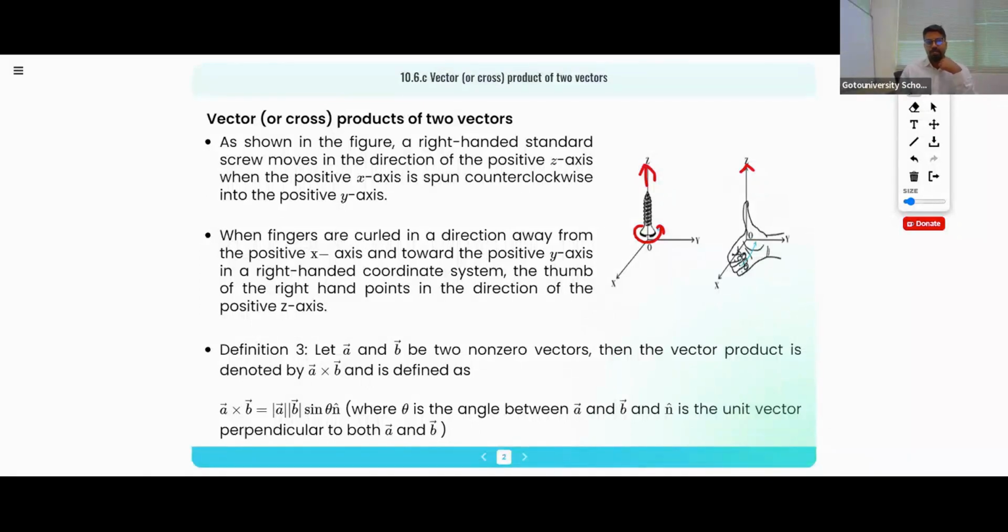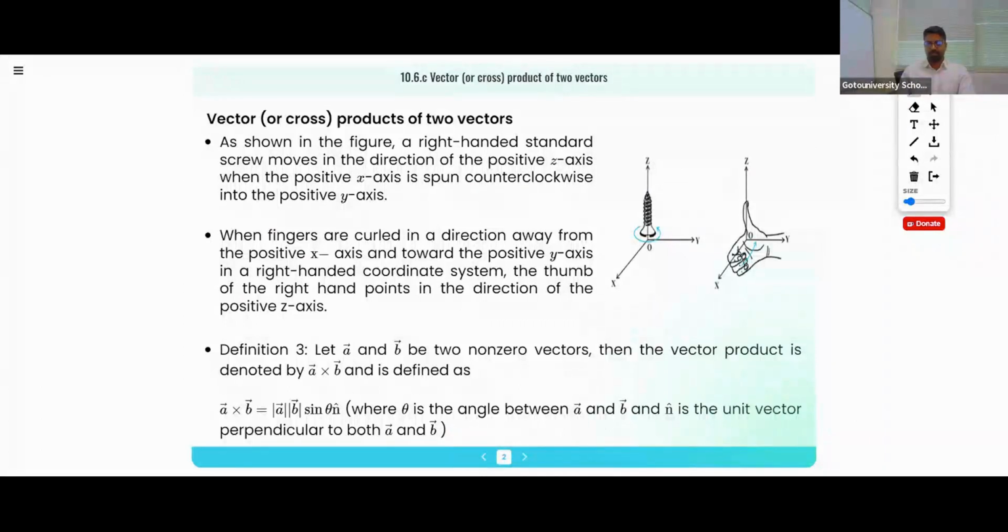As shown in the figure, the right-handed standard screw moves in the direction of the positive z-axis when the positive x-axis is spun counterclockwise into the positive y-axis. Can you see that? Counterclockwise. A clock goes like this, but we're going in the opposite direction. When you rotate from positive x to positive y in the counterclockwise direction, the screw moves upward in the positive z-axis. Such a system is called a right-handed system.